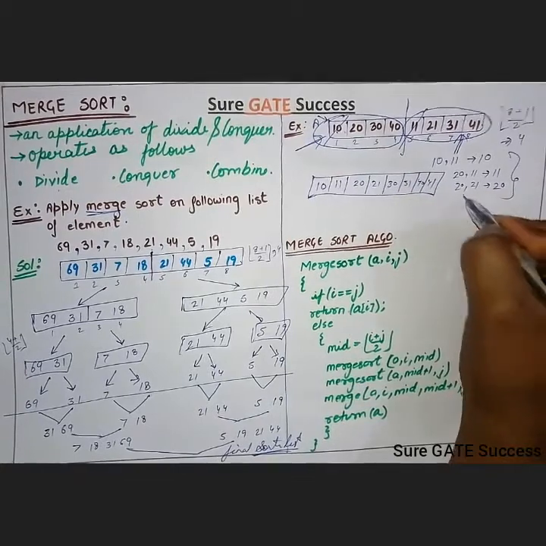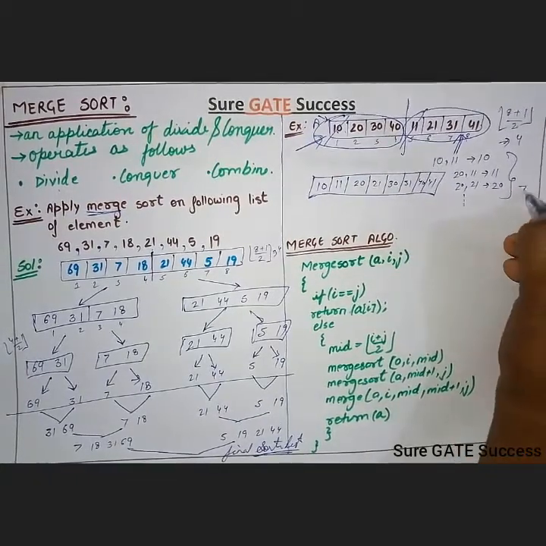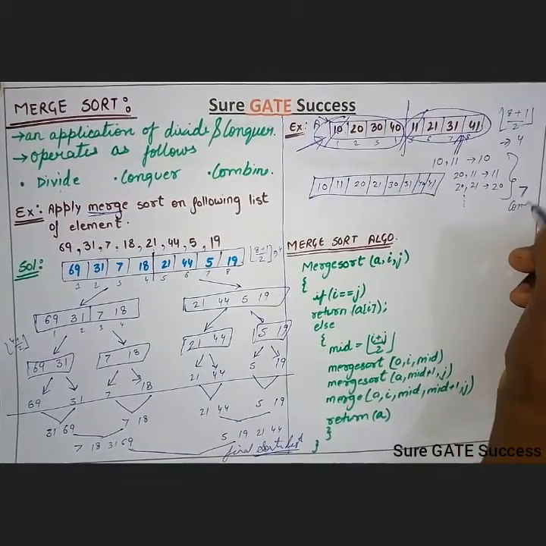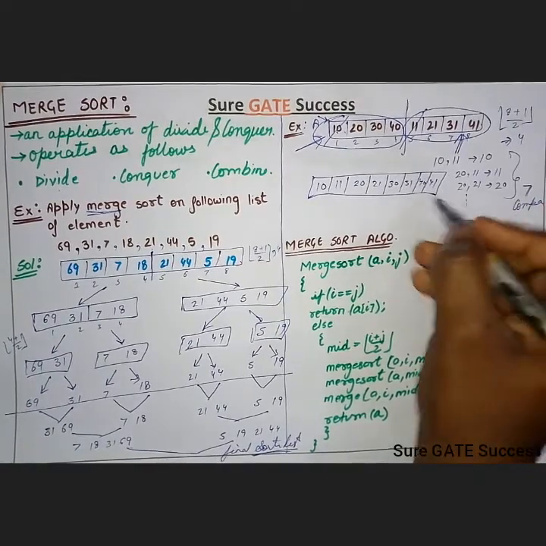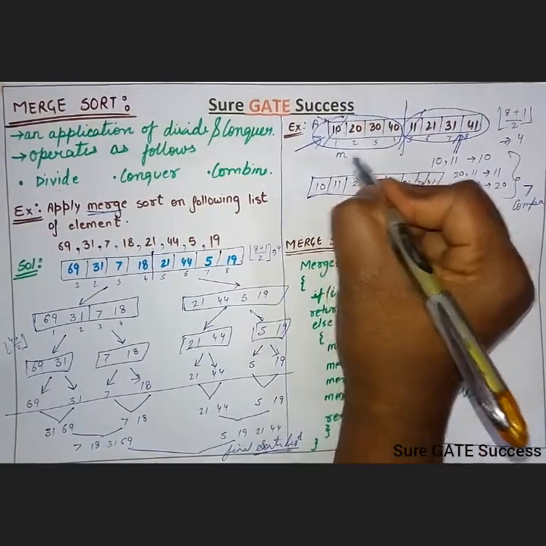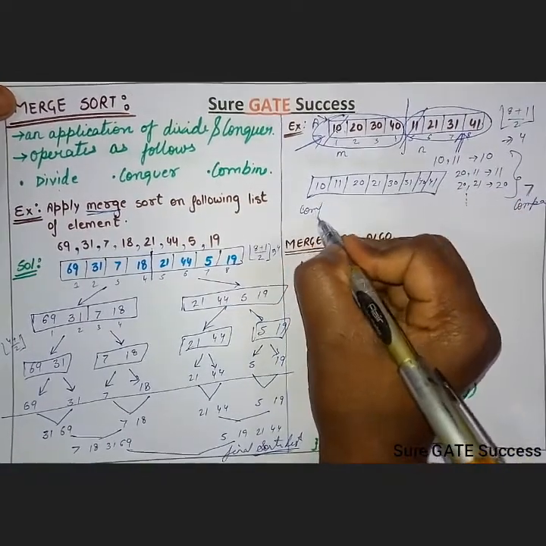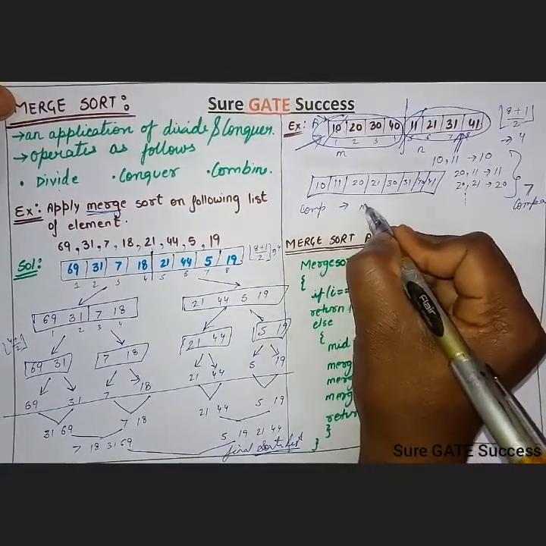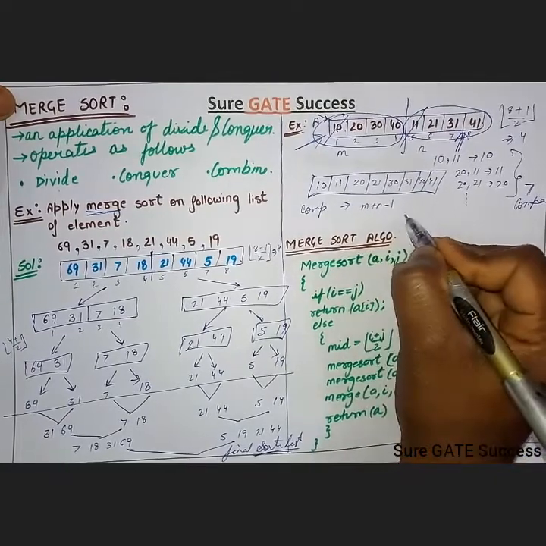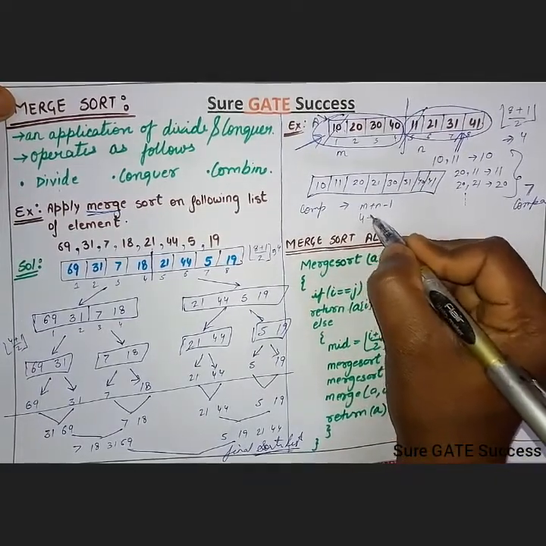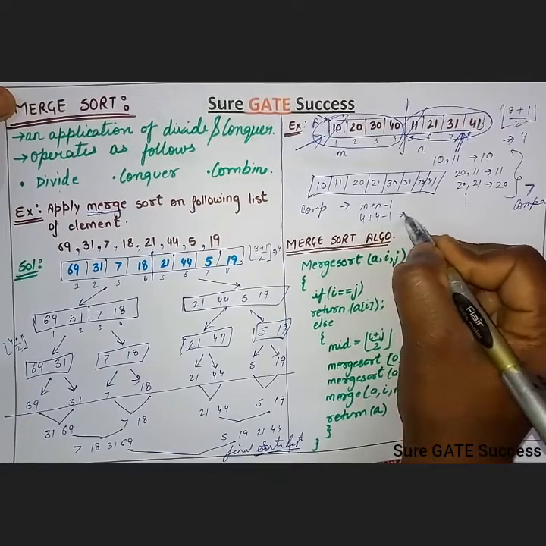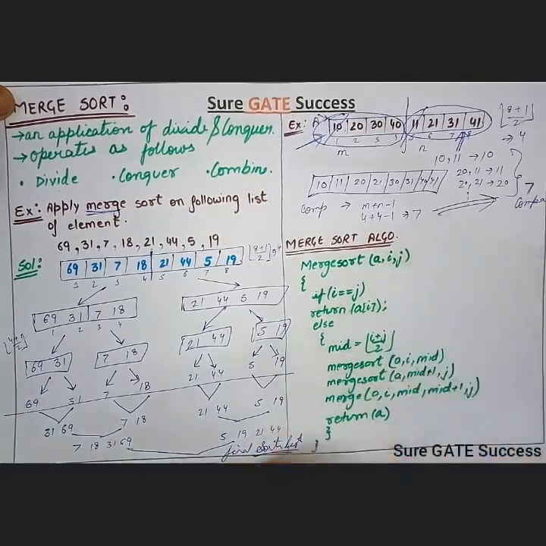So like this there will be a total of 7 comparisons, because if there are m elements and n elements, then the comparisons would be m plus n minus 1. That is, m is 4, n is 4, minus 1, that means 7 comparisons. This is what I have shown here.